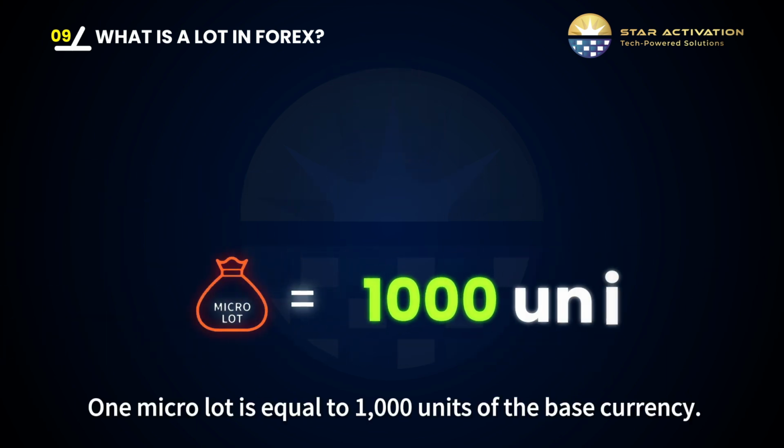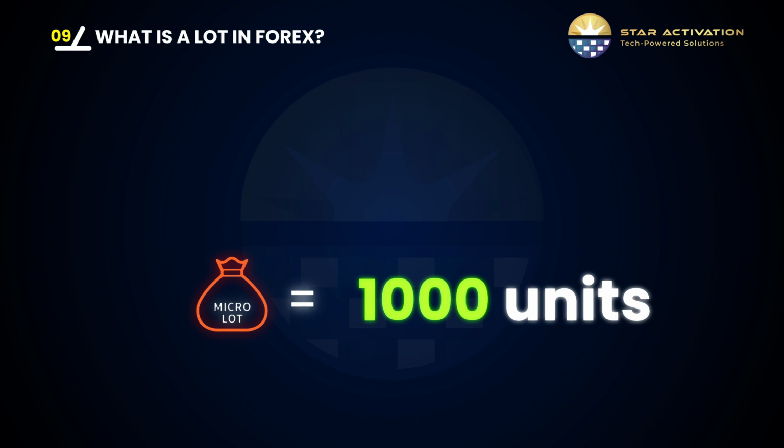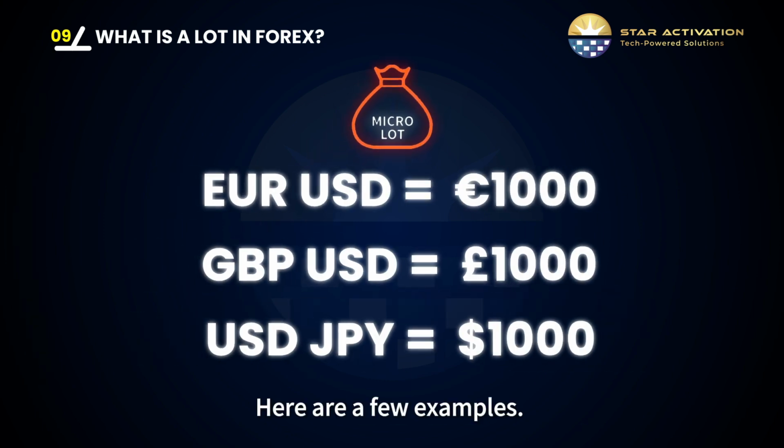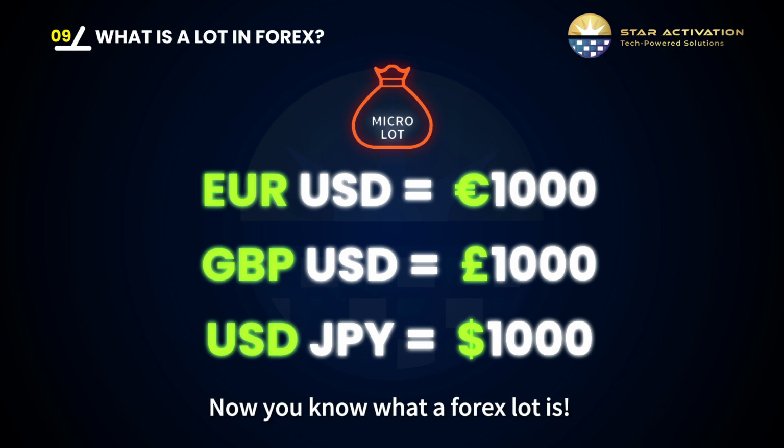One micro lot is equal to 1,000 units of the base currency. Here are a few examples. Now you know what a Forex lot is.